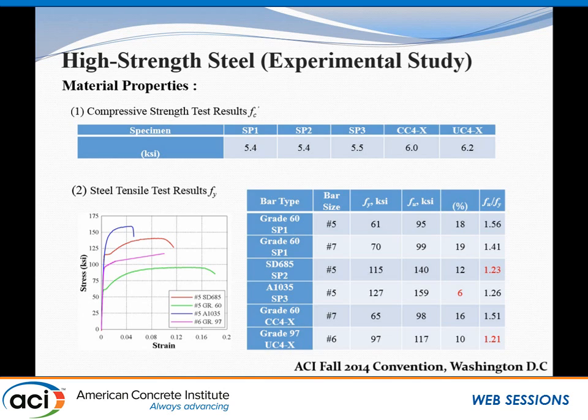As you can see from this table, the A1035 is the only rebar that shows an elongation of less than 10%. For the grade 60 bar, the Fu to Fy ratio is generally around 1.5, which is much higher than the SD685, the A1035, and the grade 97. The high-strength steels considered in this study all generally have an Fu to Fy ratio around 1.2.